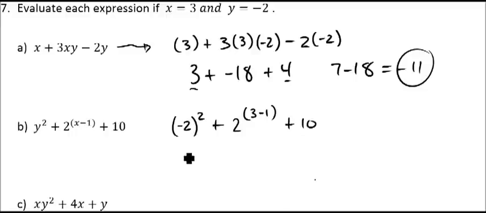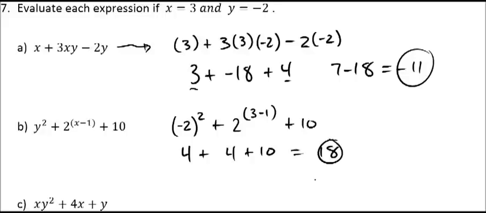Negative 2 squared is a positive 4. And then I have plus 3. This will be squared as well because 3 minus 1 is 2. So 2 squared is another 4. And then finally, I'm going to be adding the 10. Well, that looks like 8 plus 10, so my answer is 18.